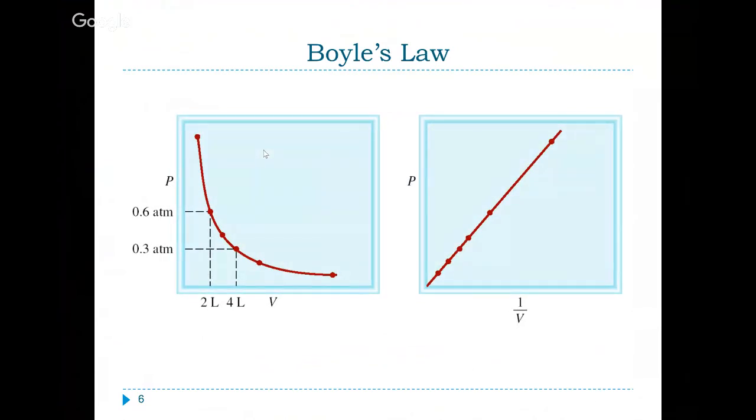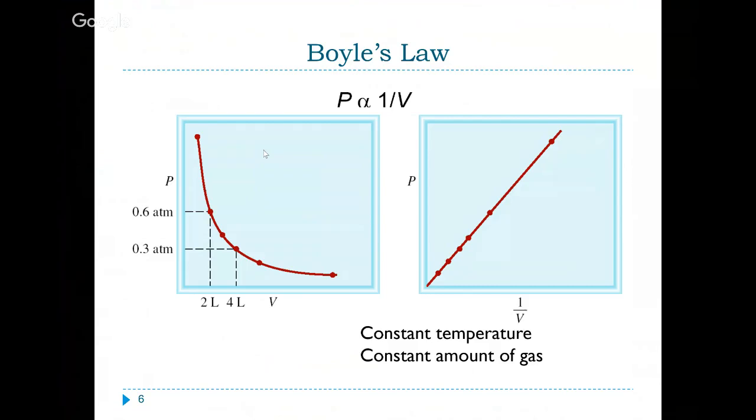So if we want to plot a straight line, which gives us great information, a linear plot, we're going to plot pressure versus the inverse of volume. So that gives us a straight line. So it tells us that pressure and volume are inversely related. And we can only measure this if we have a constant temperature and a constant amount of gas. So we then have an equation that says the pressure times the volume equals some constant.